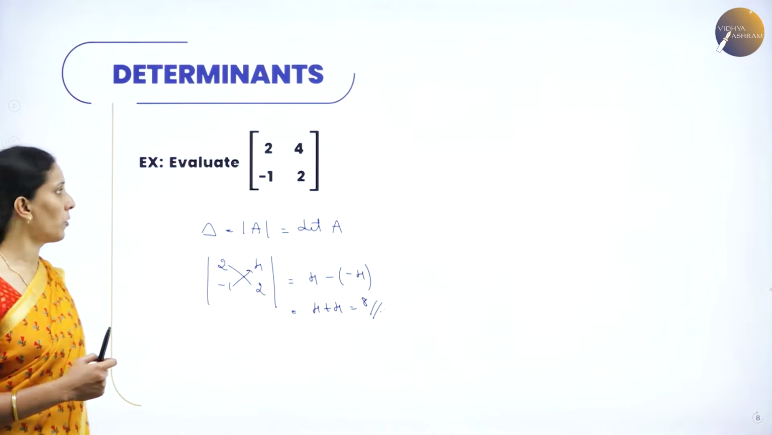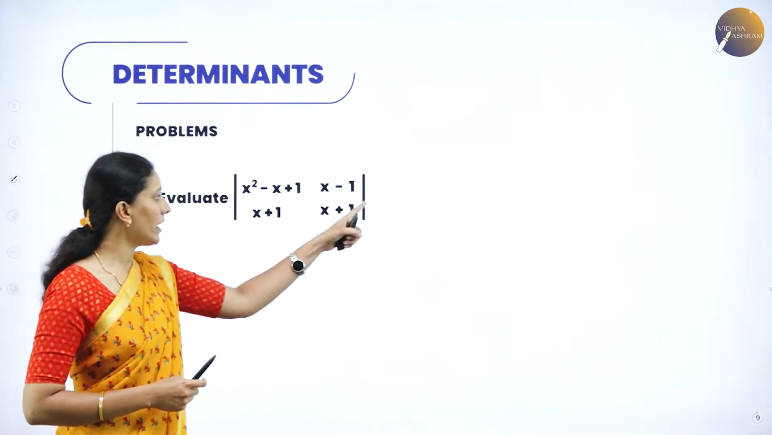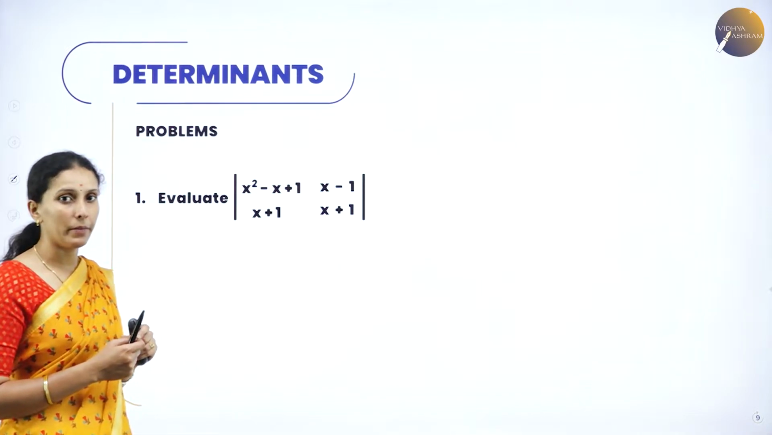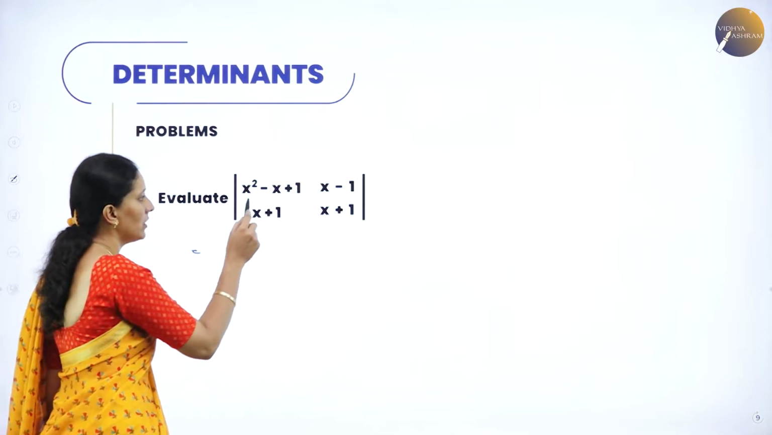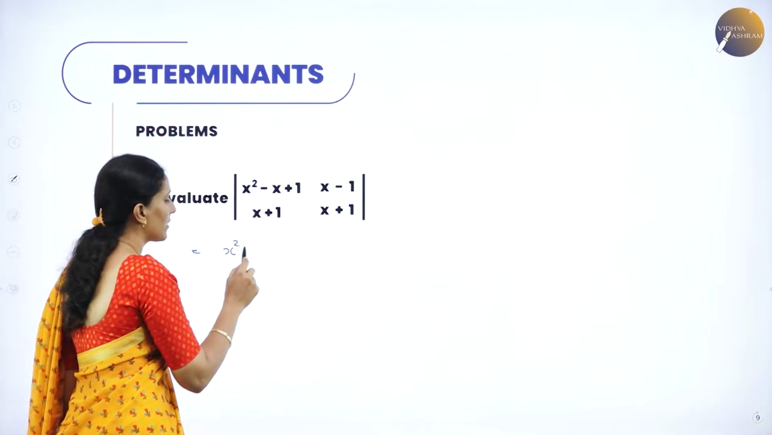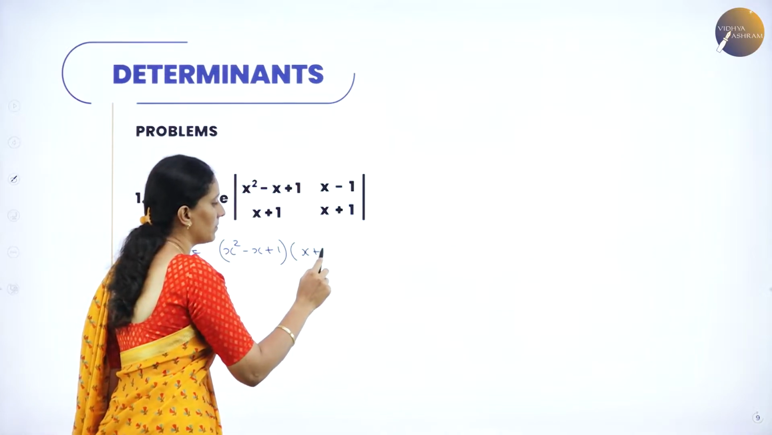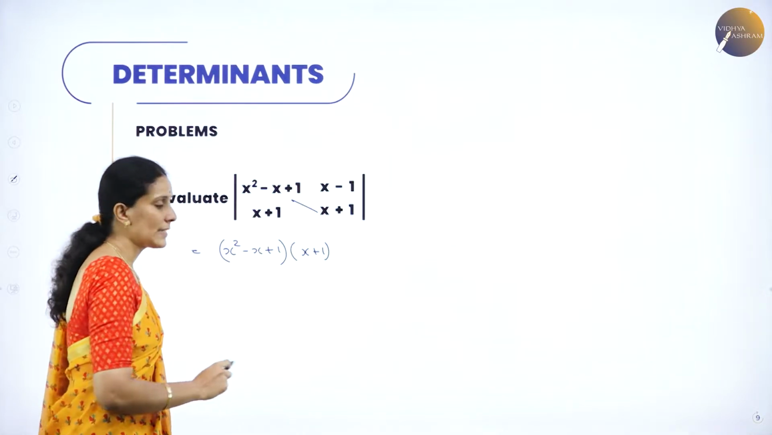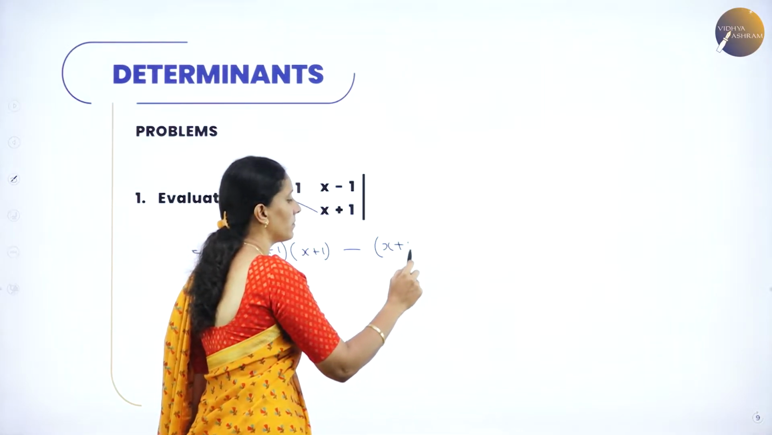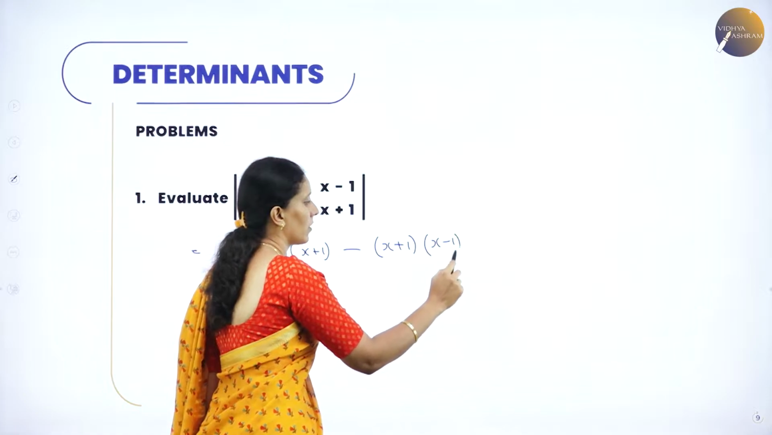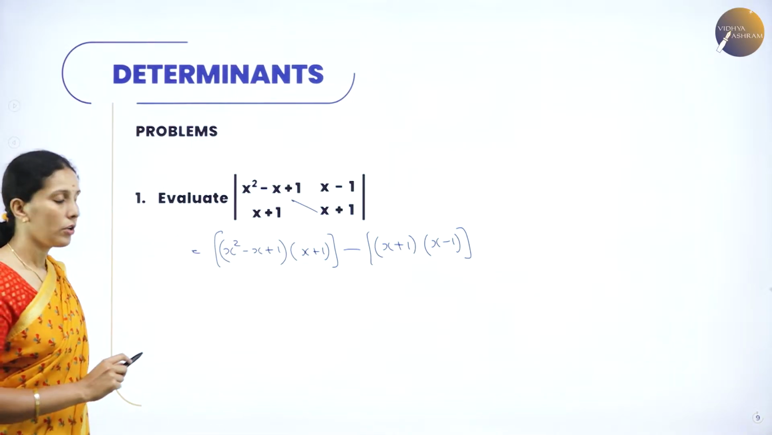Now let us take a few problems. Evaluate the given determinant. Here they have already given the matrix in the form of a determinant. We are just supposed to find the value of the determinant. So let us find it here. Multiply x square minus x plus 1 into x plus 1. So first we will multiply this, then minus x plus 1 into x minus 1. So use the brackets whenever binomials are used.